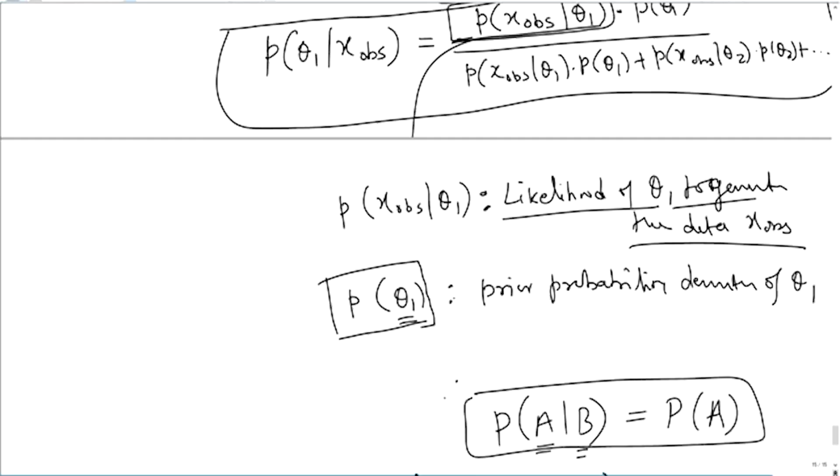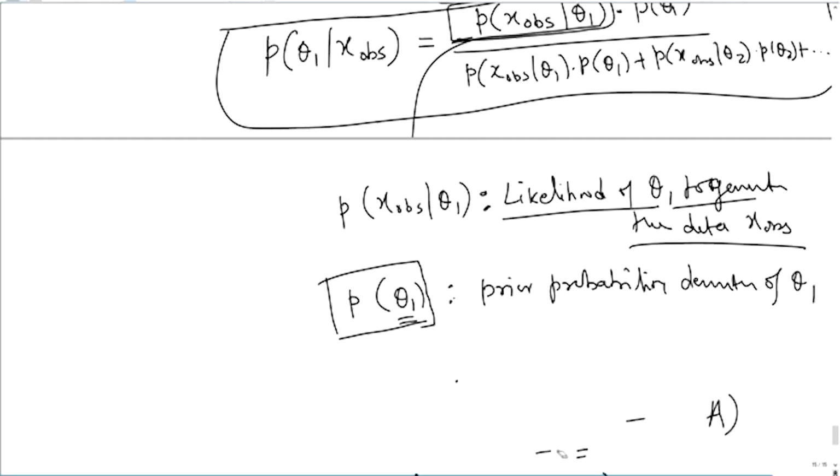But for now it's the probability density of theta 1 before seeing any data, right? This might change after seeing the data. So this prior probability might change after seeing the data, but right now this is called the prior probability, right?